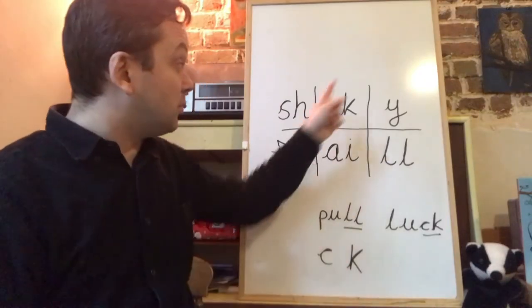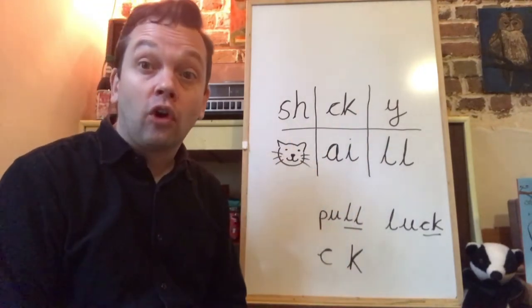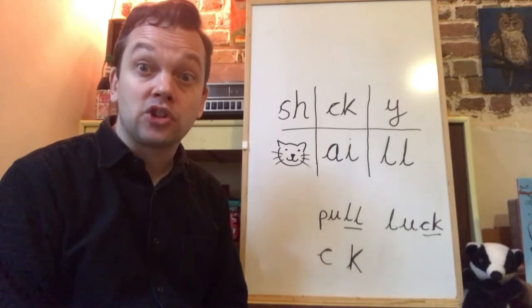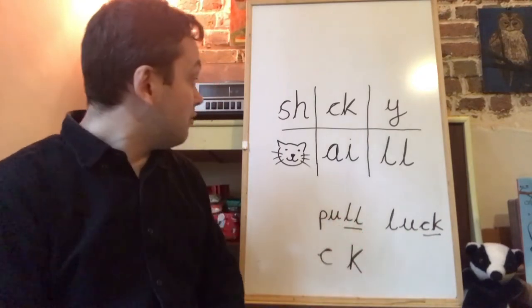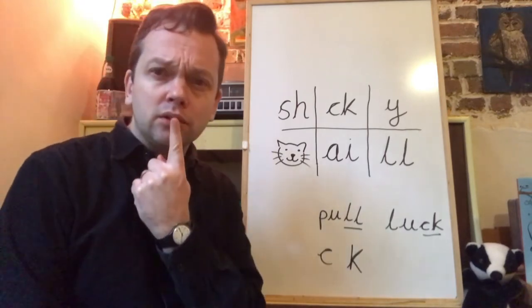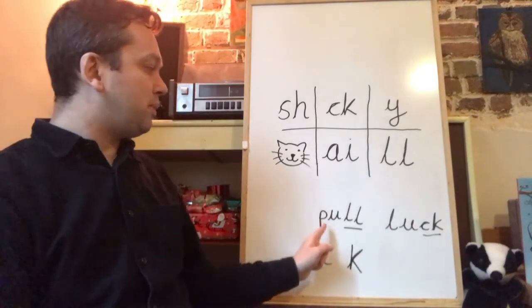Okay, everybody, so we're going to play for the full house. That means you need to get every single one crossed off before you can shout bingo, okay? When you've done it, don't forget to shout bingo really loud. Right, first one I'd like you to cross off is ooh, like in the word pull.